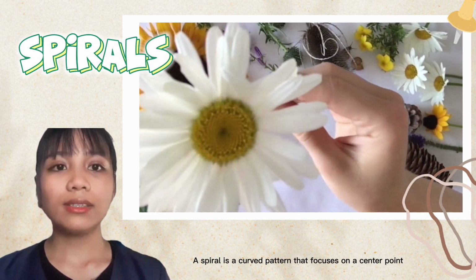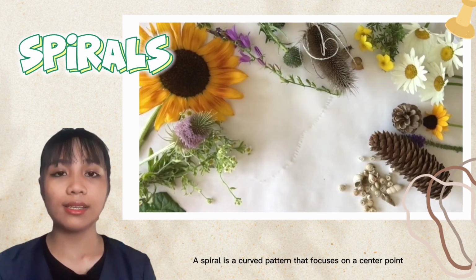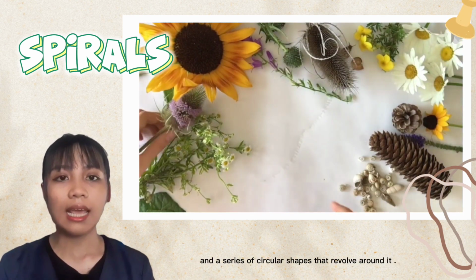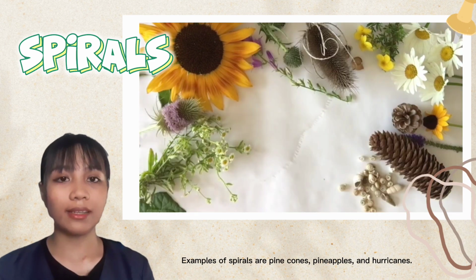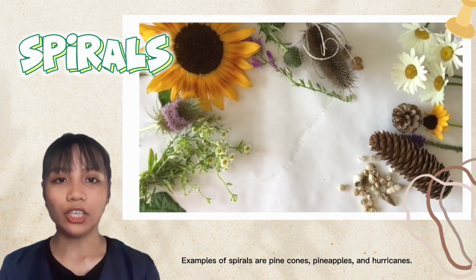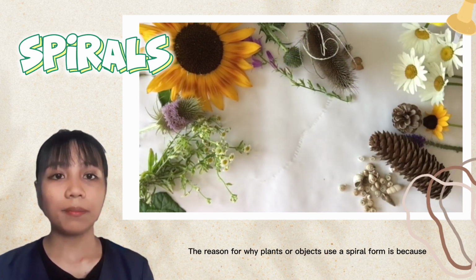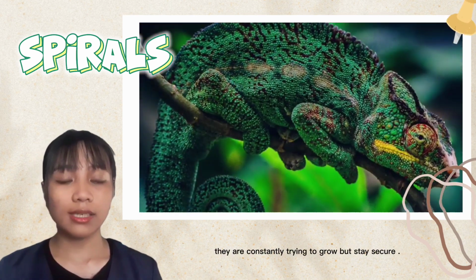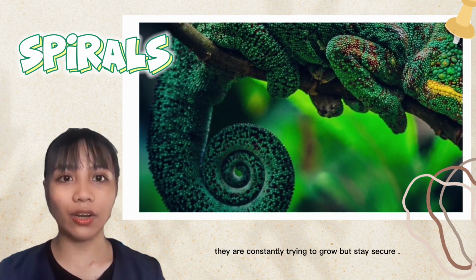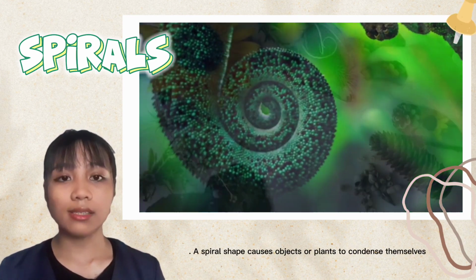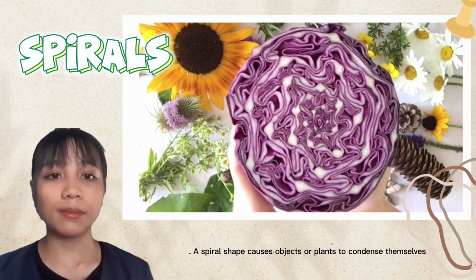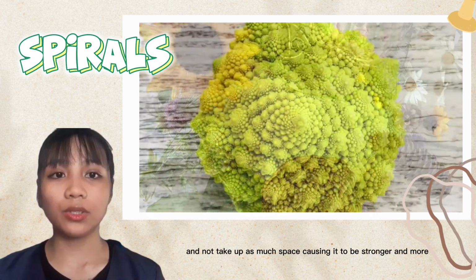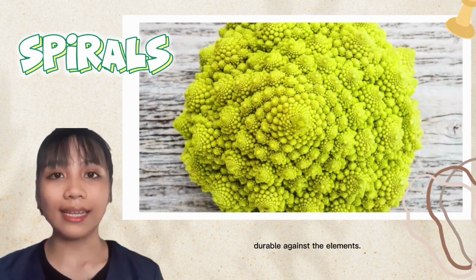Spirals. A spiral is a curved pattern that focuses on a center point, in a series of circular shapes that revolve around it. Examples of spirals are pine cones, pineapples, and hurricanes. The reason why plants or objects use a spiral form is because they are constantly trying to grow but stay secure. A spiral shape causes objects or plants to condense themselves and not take up as much space, causing it to be stronger and more durable against the elements.